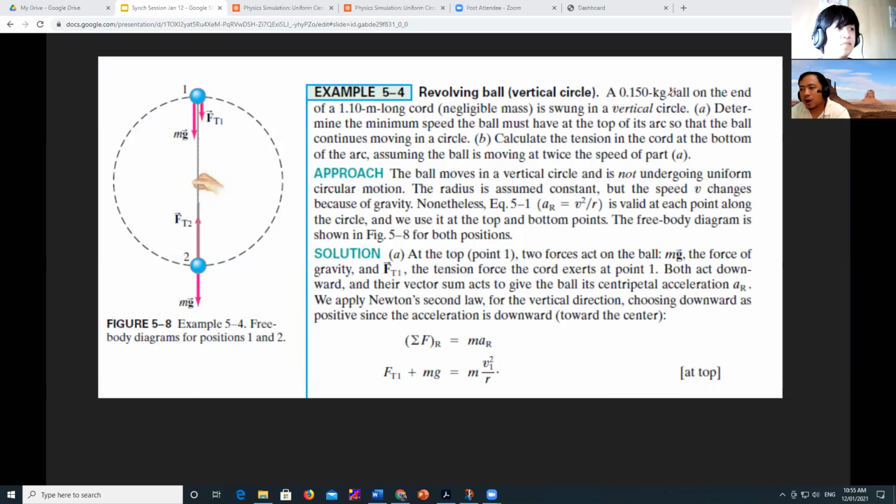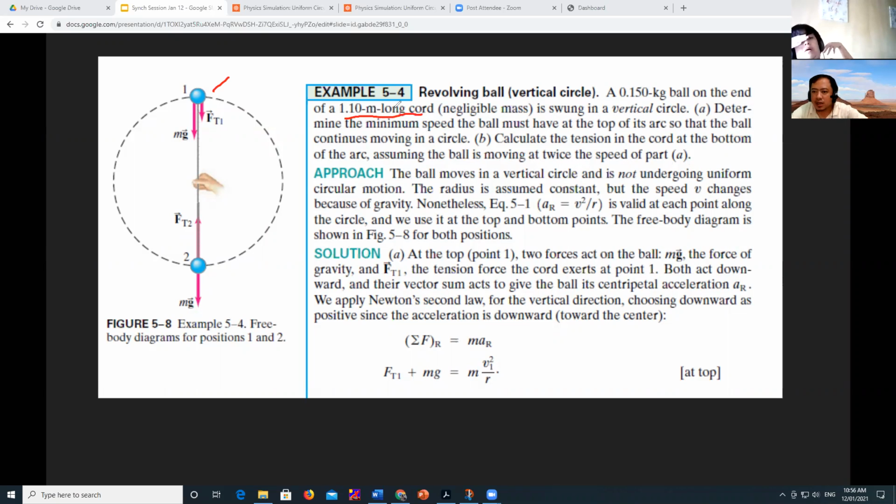So here, a 1.50 kilogram ball on the end of a 1.10 meter long cord is swung in a vertical circle. Determine the minimum speed the ball must have at the top of its arc so that the ball continues moving in a circle. Calculate the tension in the cord at the bottom of the arc, assuming that the ball is moving at twice the speed of part A.